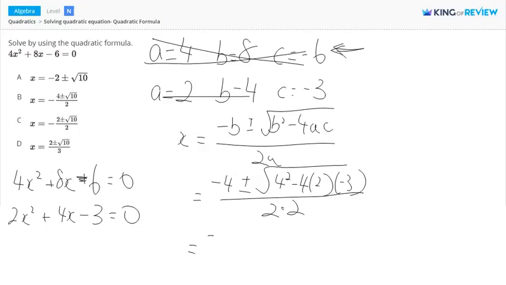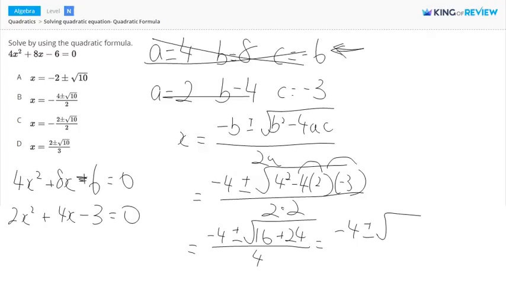And so this is going to say -4 plus or minus the square root of 4 squared, which is 16, minus 4 times 2, that's -8, times -3, which is 24, over 4. So this says -4 plus or minus square root of 40 over 4. And for 40, you can pull out a 4, which is going to turn into a 2. So this is actually going to say -4 plus or minus 2 root 10 over 4.